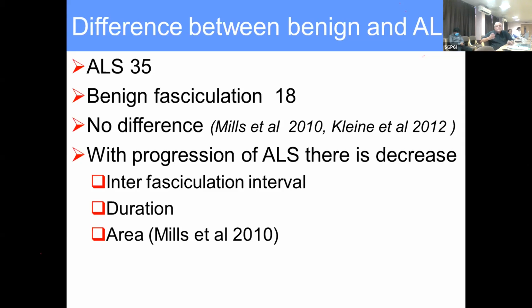In denervated ALS patients, denervated muscles, you may have large fasciculation with all abnormalities and jitter, etc. But actually, when you look at them in a formal manner by a trained person, then there is no difference. So this is again not for exams, but for those of our colleagues who have passed exams and are now taking exams. That is very important. And with progression of ALS, the interfasciculation interval will decrease. So the fasciculations will become faster and easier to develop, and the duration will increase and area will increase. But that is okay.